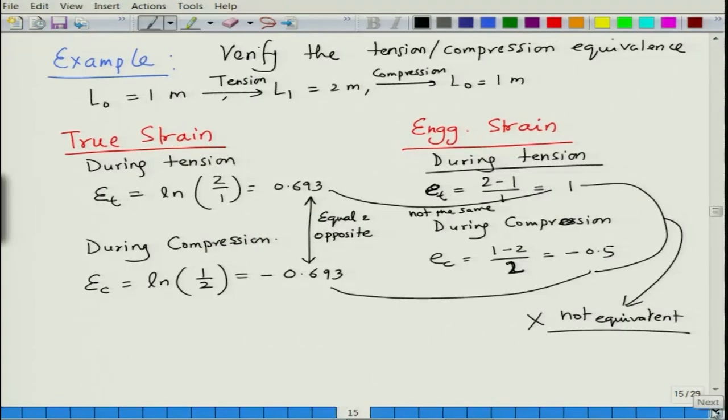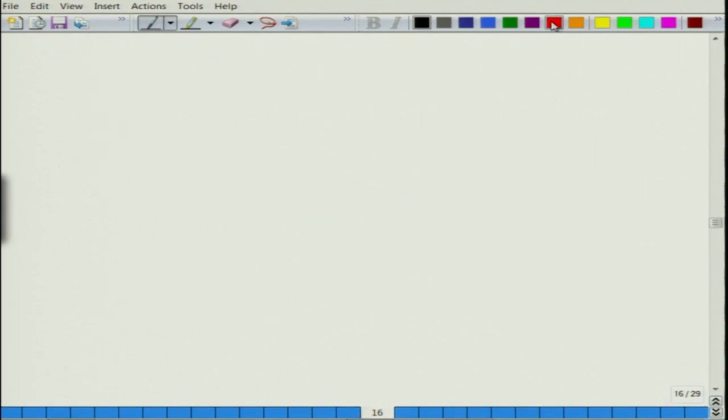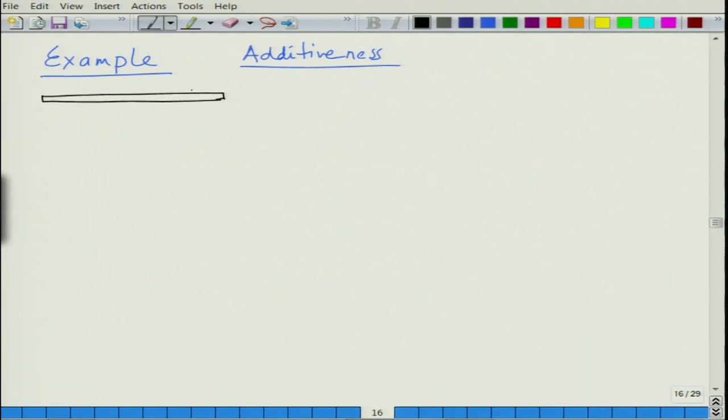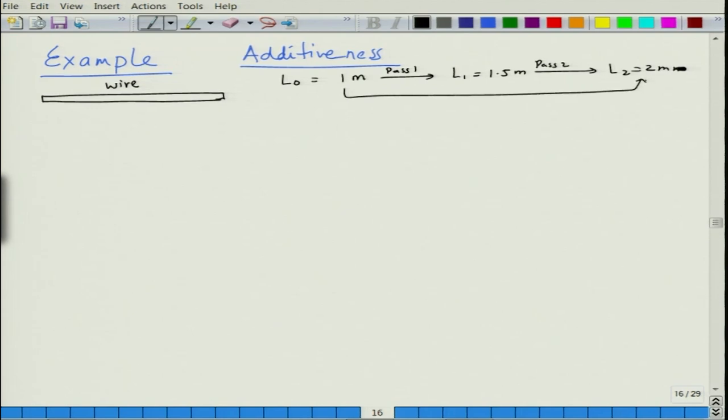Second example, let us take that of additiveness. Okay. So, let us say we have a piece of wire. This wire has initial length of 1 meter. We stretch it to L1 is equal to 1.5 meter. So, this is pass 1, it goes through pass 2 to L2 is equal to 2 meters. So, we can see that there is a net change from 1 to 2 meter in 2 passes. Okay. So, let us calculate the strain at every step and the overall strain and compare the two.